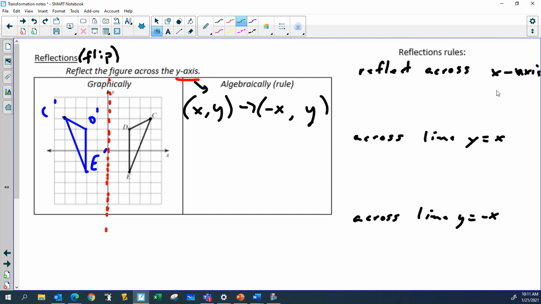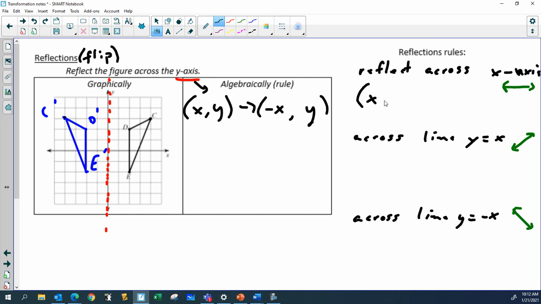So to draw what that looks like, across the x-axis, your reflection line will be a horizontal line, like so. Across the line y equals x will be a diagonal line where all your x and y values are going to be the same on a coordinate grid. And the line y equals negative x will be a reflection line where all your x and y values in a coordinate are opposites of each other. So it'll be diagonal 45 degrees to the coordinate plane. So I'll go through what those rules look like.